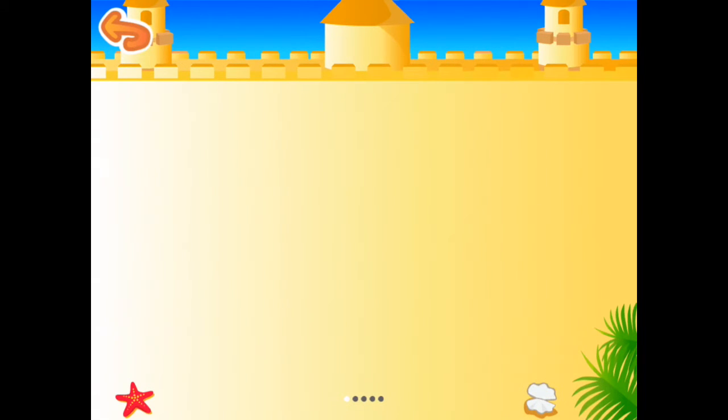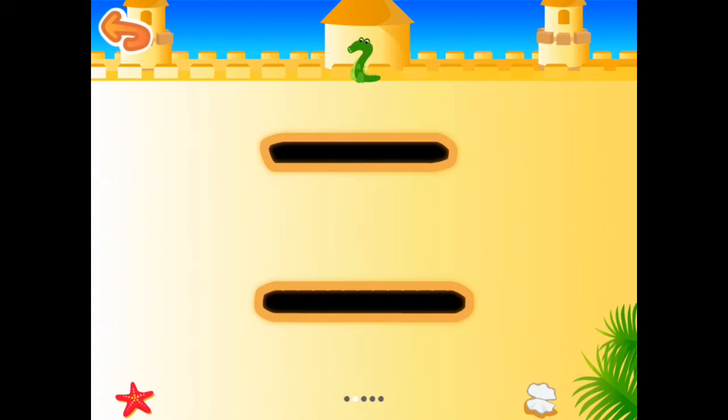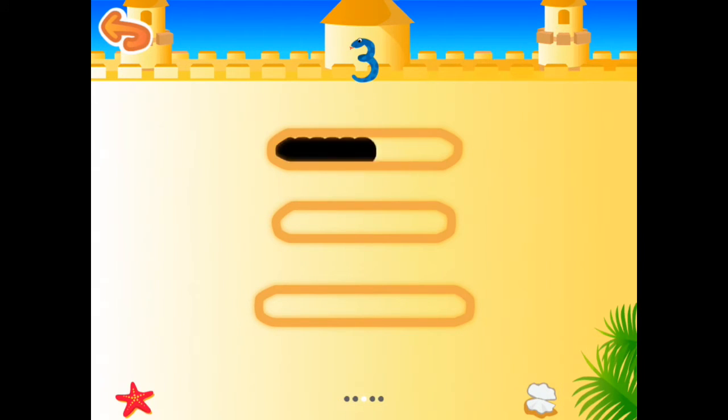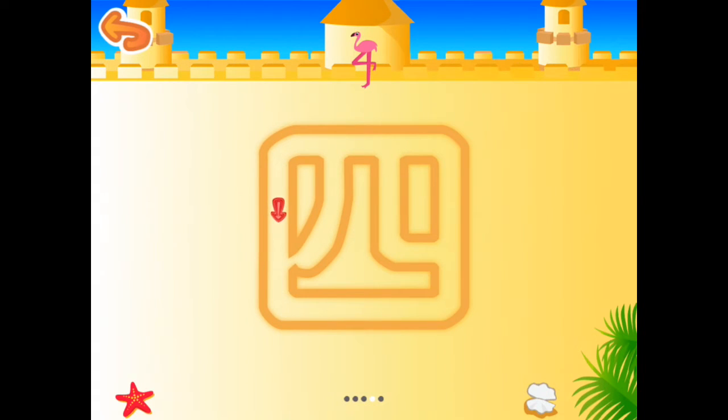十 Follow the arrow to write the Chinese character in the sand. 一 That's right! 二 Yippee! 三 Yippee! 四 Follow the arrow to write the Chinese character in the sand.